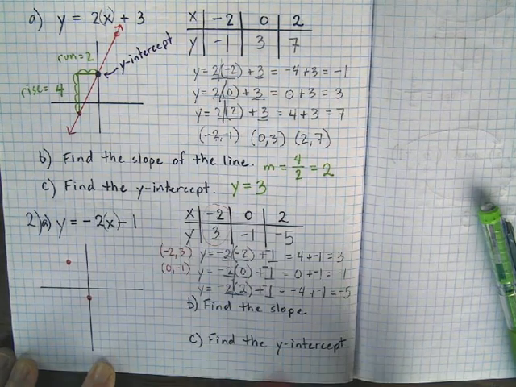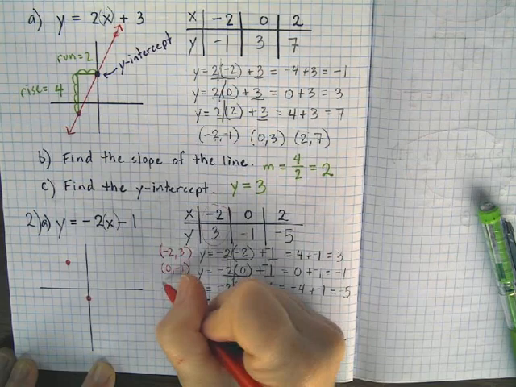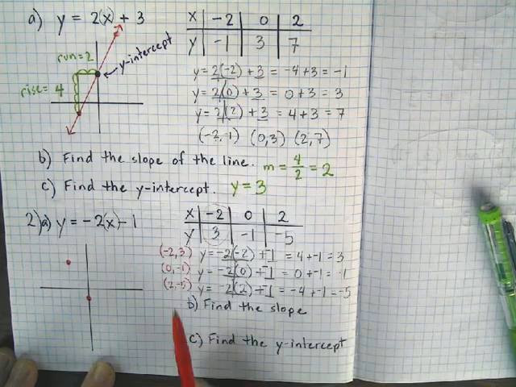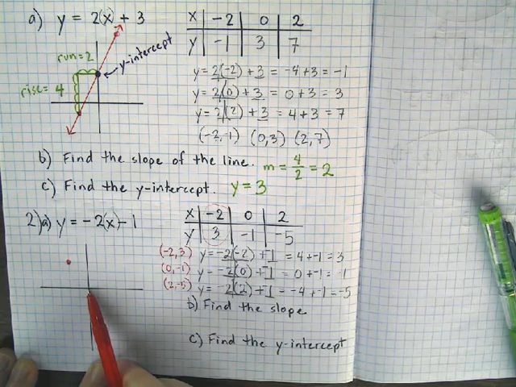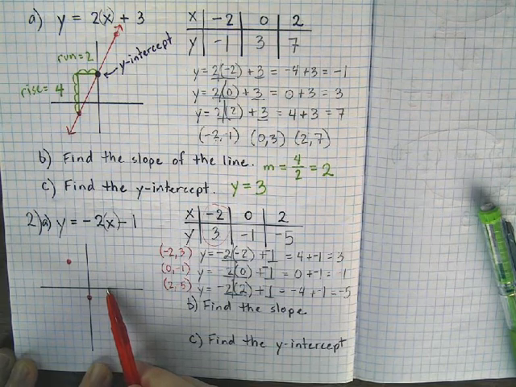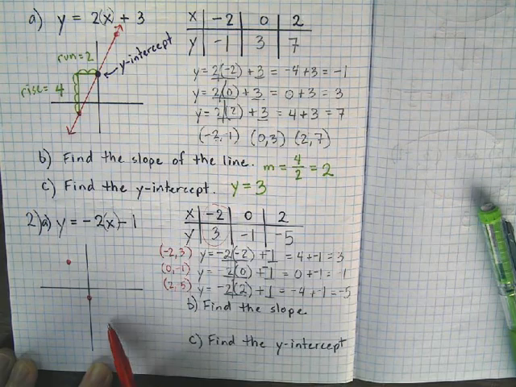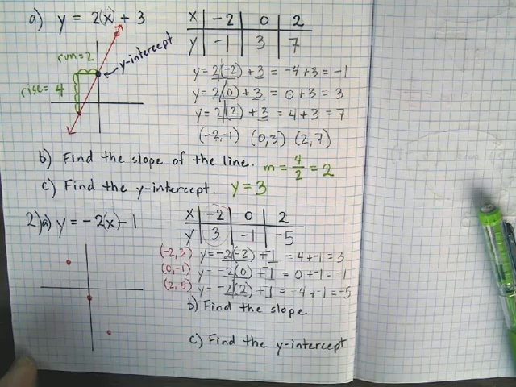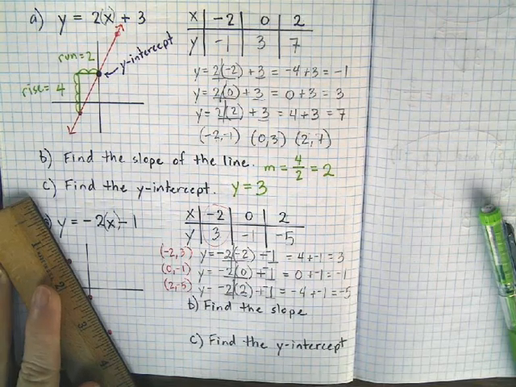And then the third point, 2, negative 5. So the first number is 2. It's positive, so to the right, 1, 2. The second number is negative, so that means I go down, down 5. 1, 2, 3, 4, 5. And now I'm going to draw my line. I'm going to connect my dots with a line.